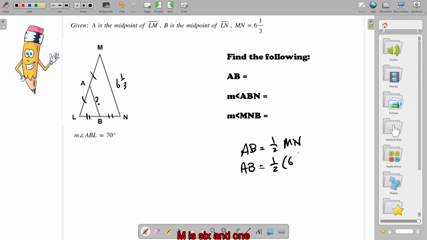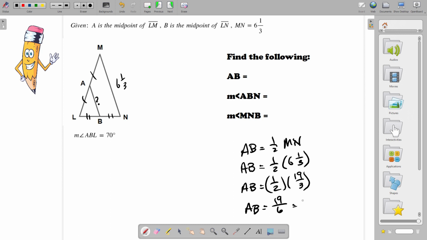MN is 6 1/3. 6 1/3 is 19 thirds. So AB is 19 sixths. And 19 sixths is 3 1/6.